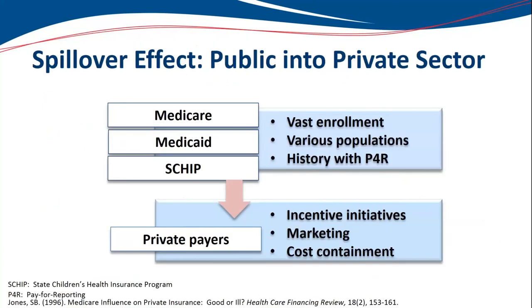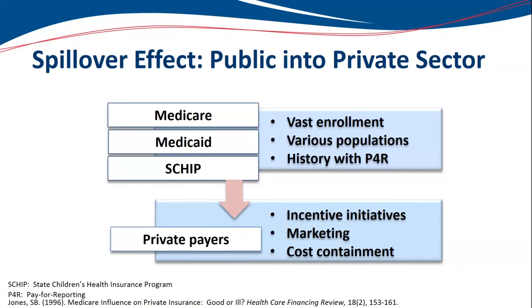One of the things that's important to realize is that very often CMS, in terms of what it does for Medicare and Medicaid, can be a real leader in what's happening in healthcare, and they can lead the direction of where healthcare is going. Because Medicare, Medicaid, and the CHIP program are such large programs, they have vast enrollment, they have a wide range of populations that are involved, and they've had a lot of history over the last 15 to 20 years with paper reporting programs, P4R. They've been leading the way on a lot of the value-based programs and toward more value-based payments. And that spills over into the private sector.